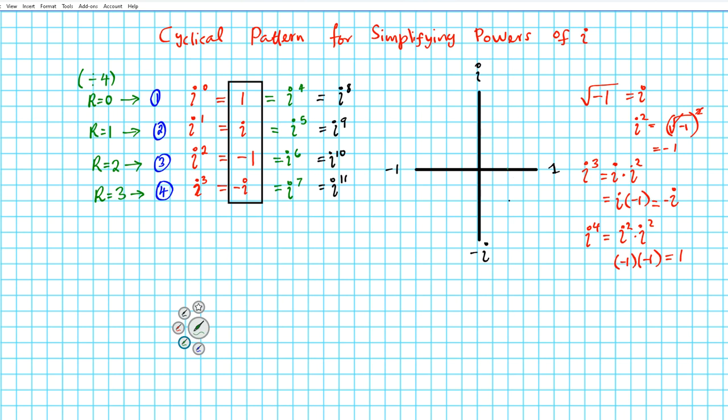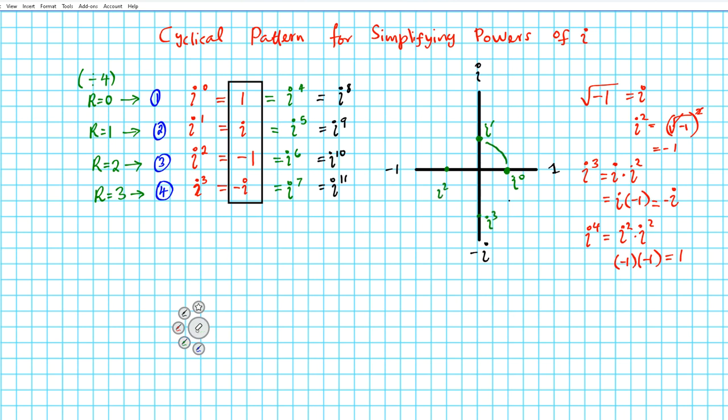Okay, so for the first cycle, this is i to the 0th power right here. And then over here is i to the first power, which is i. And then this is i to the second power, which is negative 1. And then this is i to the third power, which is negative i. All right, so we have this cyclical action going on here.